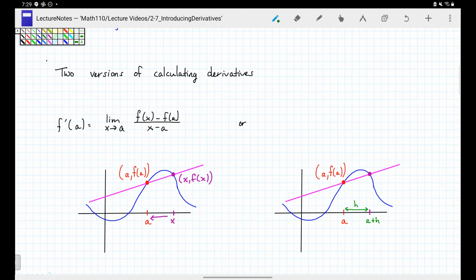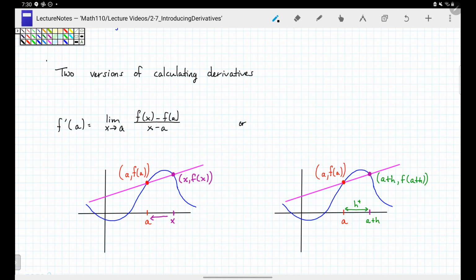And I want to point out h might be negative. In this case, I have drawn h as a positive value, but I can also take h as a negative value, and this could be a plus h, and I could be looking at this point here. But I'm not going to bother with that. So keep in mind that h can be a negative value too. In that case, the x-coordinate of this point is a plus h, and the y-coordinate is going to be f of a plus h.